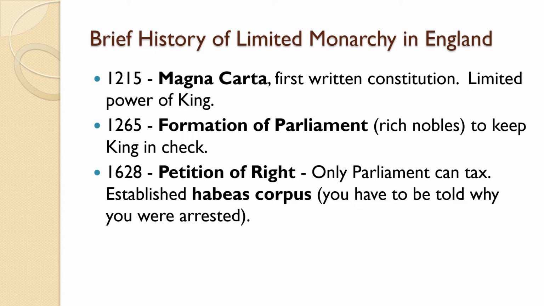But it turns out the United States, whenever we exist, isn't really what starts this process. Turns out the king has been limited before. Let's talk about a brief history of limited monarchy in England. So in 1215, the Magna Carta is written. This is the world's first written constitution, and it gives some limits to the power of the king.